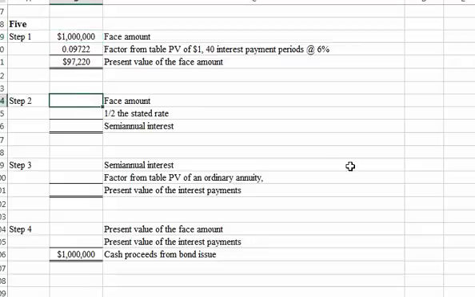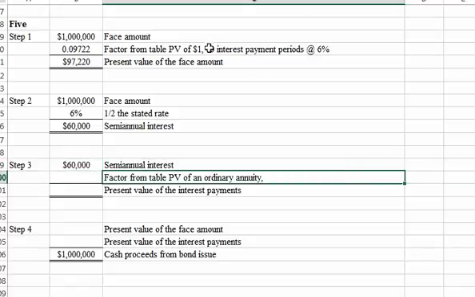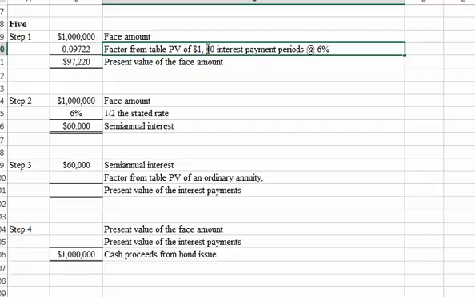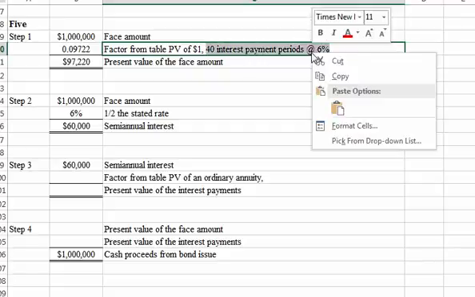All right, let's figure out the interest here and bring this thing on home. We've got $1 million face amount. The stated rate on number 5 is also 12%. So 6% every 6 months, 60,000. Semi-annual interest is 60,000. Okay, again, we'll use the 40 periods at 6%.